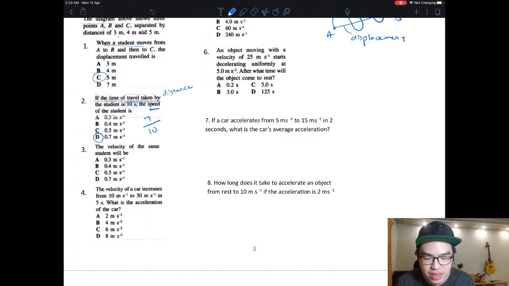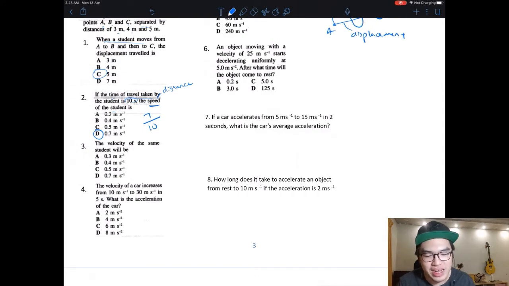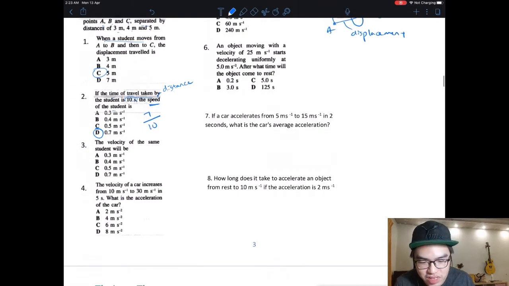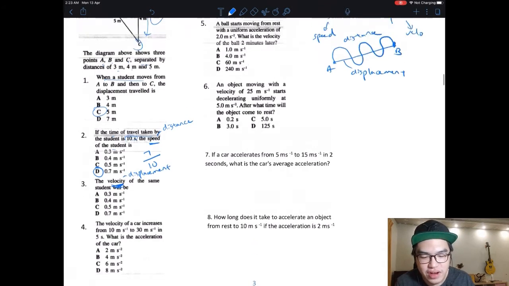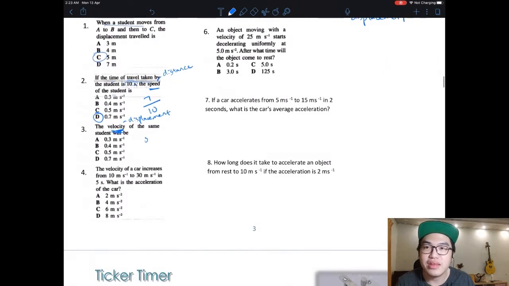Number 3, the velocity will be, now they don't want speed, they want velocity. For velocity, you don't use distance, you need to use displacement. So what's the displacement? It is 5. And then what's the time again? 10. Time doesn't change, so you get 0.5. So can you see the difference between distance and displacement, speed and velocity? Good to know.